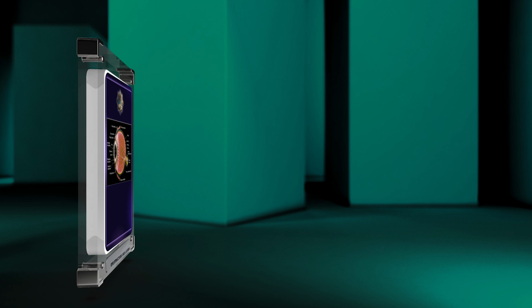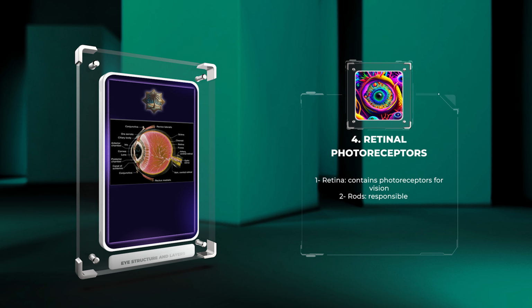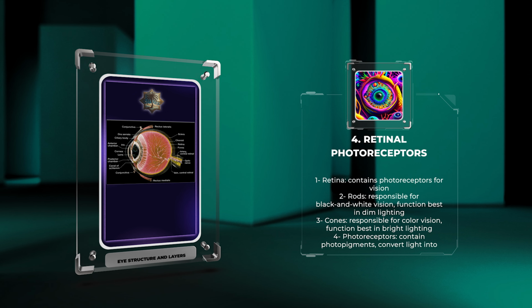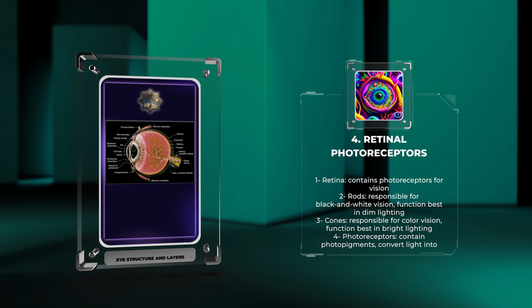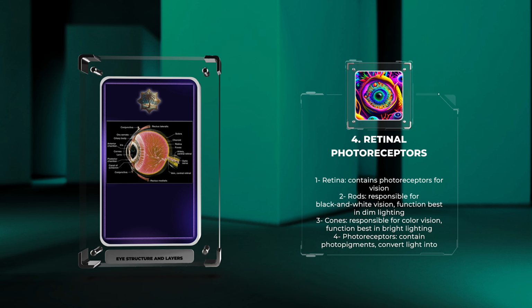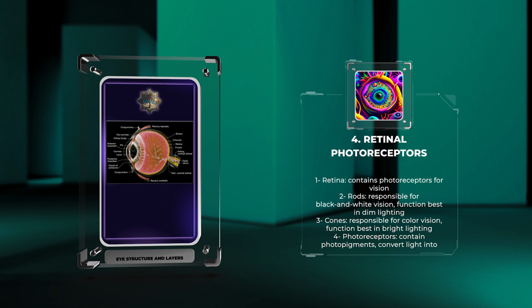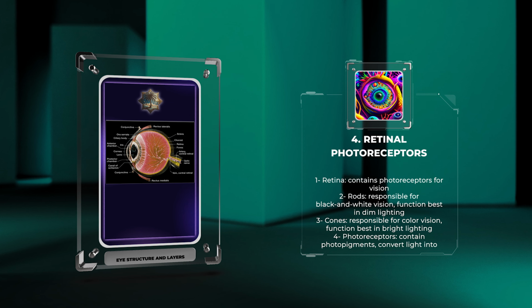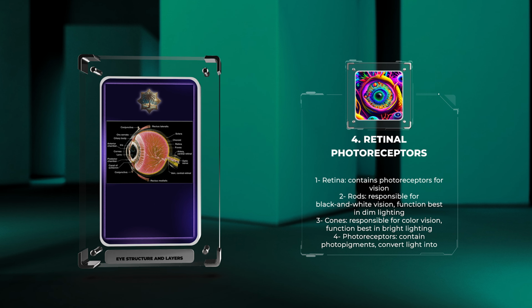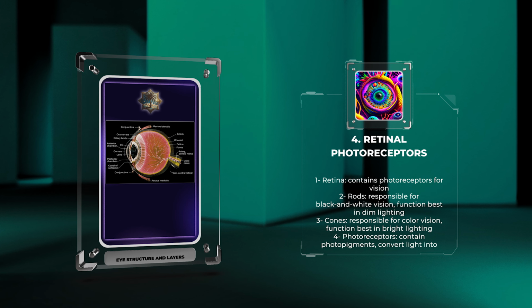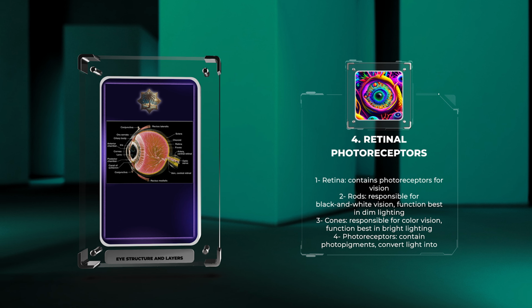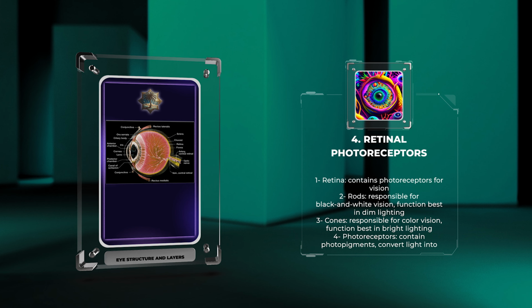The retina, located at the back of the eye, contains specialized cells called photoreceptors that are critical for vision. Rods are responsible for black and white vision and function best in dim lighting conditions, while cones are responsible for color vision and function best in bright lighting conditions. These cells contain photopigments that absorb light and convert it into electrical signals that are transmitted to the brain. The structure of these cells includes outer segments with photopigments, inner segments with organelles for energy production, and synaptic terminals for signaling. Understanding this structure is important for understanding vision disorders and developing treatments.